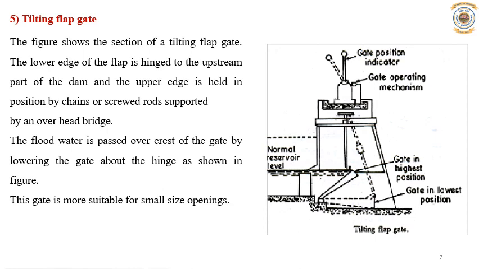The gate is more suitable for small sizes. In the figure you can make out the gate operating mechanism and gate position indicator. These are very important parts in order to lift the flap. So you can see the flap gate in the lowest position and the gate in the highest position. When the flood is passed, the gate will move up and the water will flow down. In that way it works.